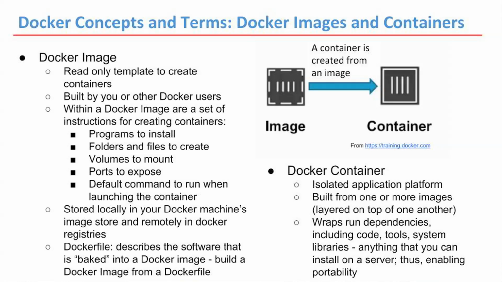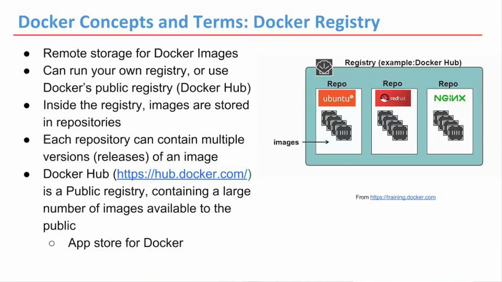Okay. The important thing to realize is that a Docker container is an isolated application platform. It can be built from one or more images that are laid on top of one another, and it wraps everything into the container, and this enables portability. A Docker registry like Docker Hub: an organization can run their own registry, or they can use public registries like Docker Hub, and inside the registry, images are stored in repositories. So for example, at Docker Hub, there is a repository for Ubuntu, one for Red Hat, for NGINX, and there are multiple versions of those images. And you can pull down those images to run in a container.